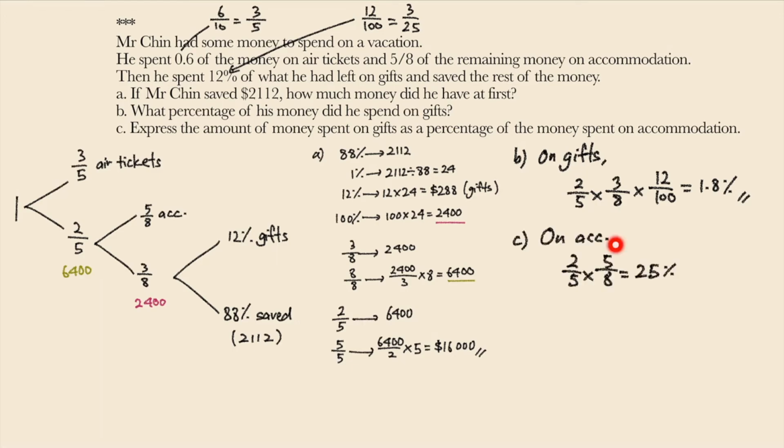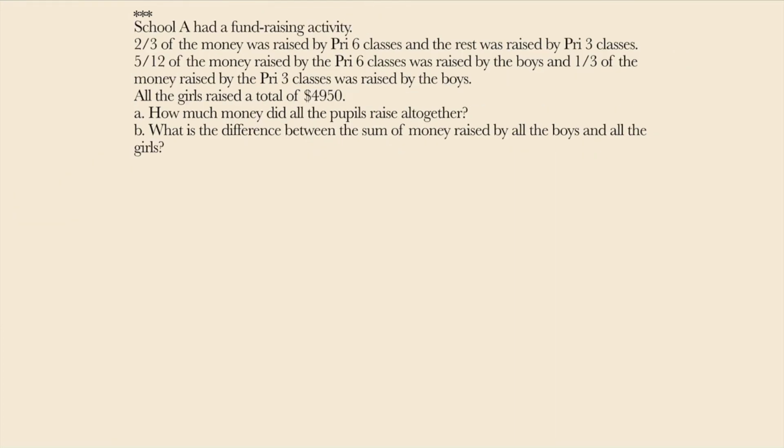Express the amount of money on gifts as a percentage of the money on accommodation. Accommodation, therefore, is 5/8 of 2/5, which turns out to be 25%. You see the word "of" here? This tells me accommodation would be the denominator. So 25 units here is the denominator, and what percentage of that is on gifts? That's 1.8. Meaning 1.8 over 25 times 100 gets us 7.2%.